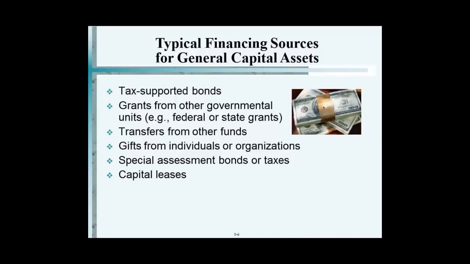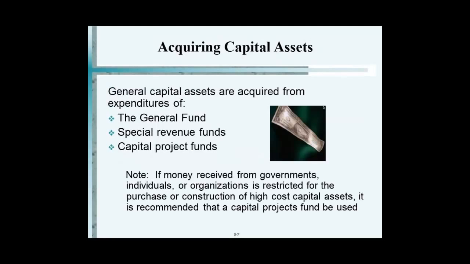Inside the cap, the $1 million restriction that I gave you. If they were to go out and just traditionally issue bonds, that will fall within that 1 million. Again, we'll take a look at this in a moment. So general capital assets are acquired from expenditures of the general fund, the special revenue funds, and the capital projects fund. And this is what we'll take a look at, the capital projects fund itself. And we'll talk a little bit more about this in a moment.